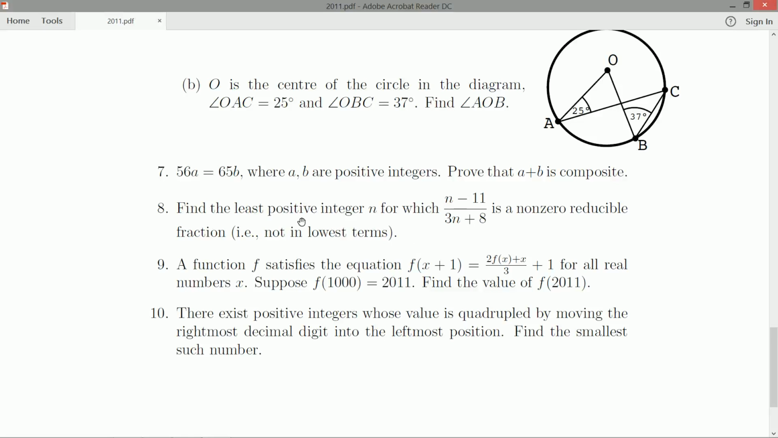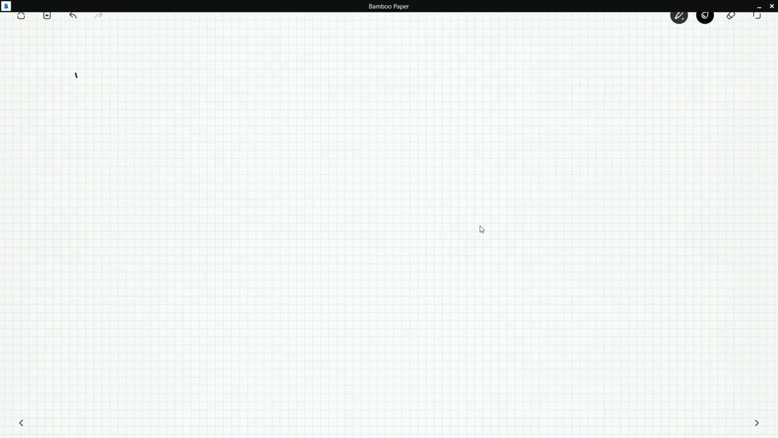I wonder if they're trying to be sneaky and the least positive integer is something less than 11, because I get the sense from the n minus 11 on top that we're meant to think it should be 12 or more. If I put 1 in here, we get negative 10, because I didn't say the fraction has to be positive. Negative 10 over 11, that's irreducible. For 2, negative 9 over 14, that's irreducible. For 3, that'd be negative 8 over 17. Okay, doesn't look like something small is going to work, and I don't want to bore you by guessing and checking all the first 10 integers.